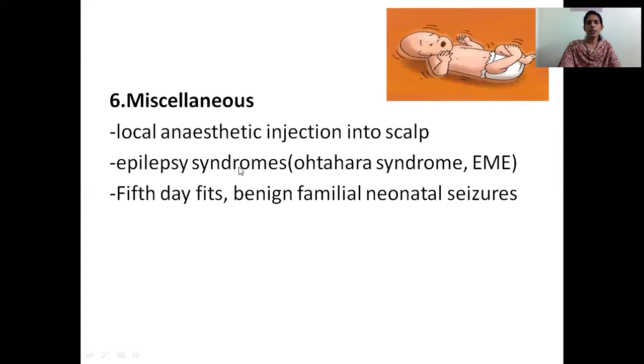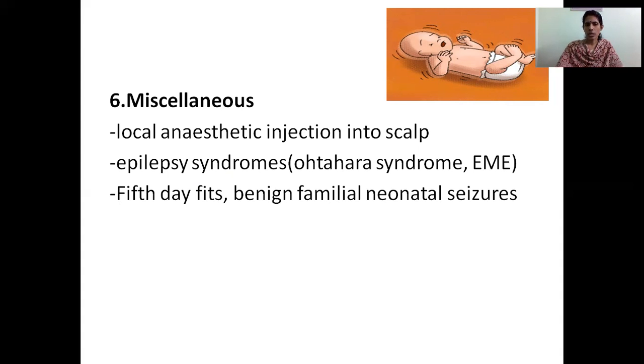Unlike the epilepsy syndromes like Ohtahara syndrome or early myoclonic epilepsy, where the baby will have multiple episodes of seizure refractory to drugs. There can be severe development delay and the overall prognosis is very bad. So these are the common causes of seizure. And as a summary, I would just repeat these.